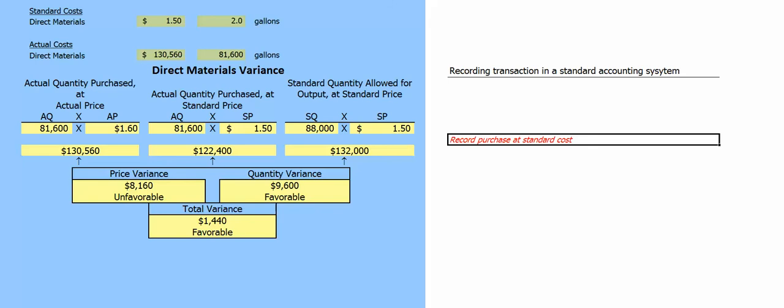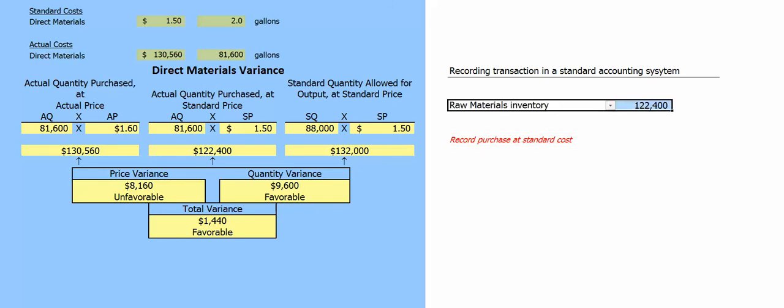When we record the purchase of raw materials, we're going to record the purchase of raw materials at the standard cost. And in this case, we had purchased 81,600 pounds of raw materials at a standard price of $1.50 per pound. So we would record $122,400 in raw materials inventory.